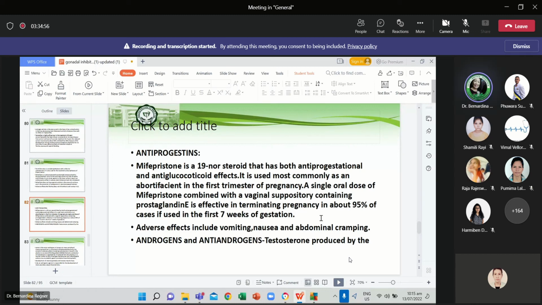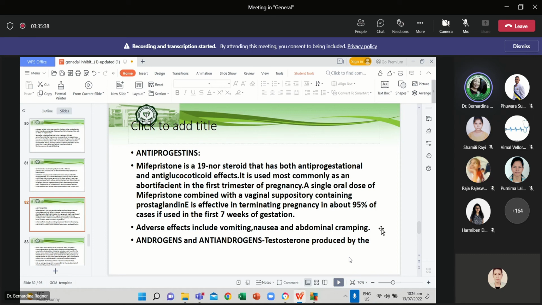Okay, abortifacient, first trimester of pregnancy, single dose only, combined with a vaginal suppository containing prostaglandin E. It is very effective in terminating pregnancy in about 95% of cases if used in the first 7 weeks of gestation. How many weeks are there in 1 month? 4. So 7 weeks is how many months? 1 3/4 months. Adverse effects: vomiting, nausea, and abdominal cramping.